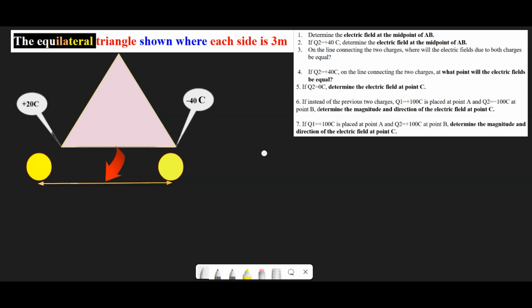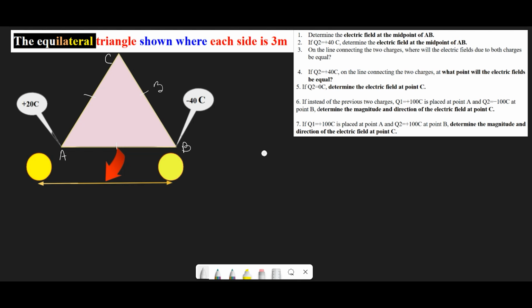There is a triangle. Obviously, this is an equilateral triangle A, B, and C. Each of the sides is 3 meters. It means this side is 3 meters, this is 3 meters, and obviously this is also 3 meters. The very first question asked: determine the electric field at the midpoint of AB.